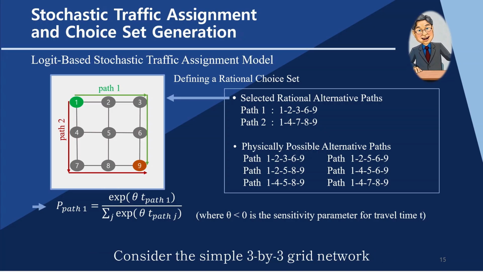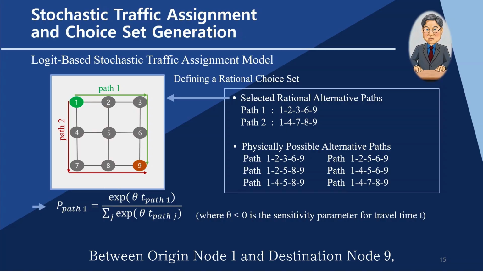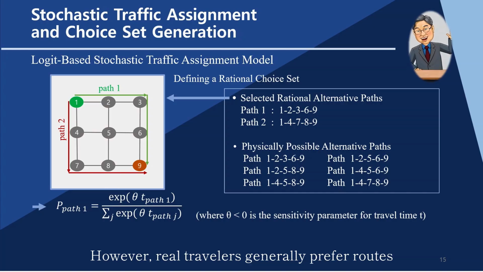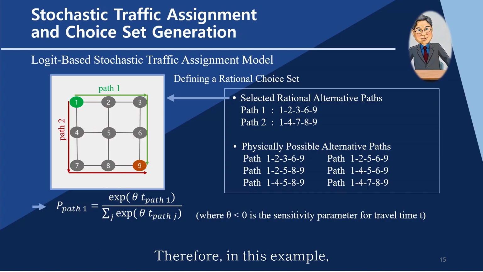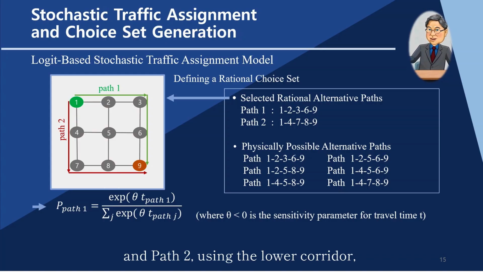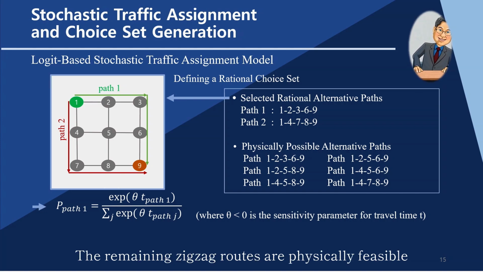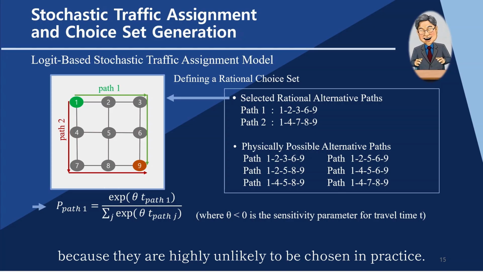Consider the simple 3x3 grid network shown on the screen. Between origin node 1 and destination node 9, 6 physically feasible routes exist. However, real travelers generally prefer routes that are simpler and follow higher-class roadways. Therefore, in this example, only Path 1, using the upper corridor, and Path 2, using the lower corridor, are assumed to constitute the reasonable choice set. The remaining zigzag routes are physically feasible, but are excluded because they are highly unlikely to be chosen in practice.